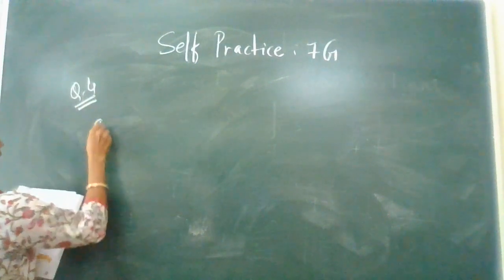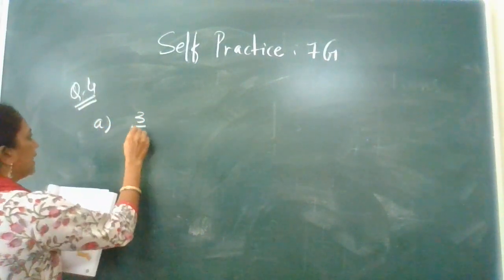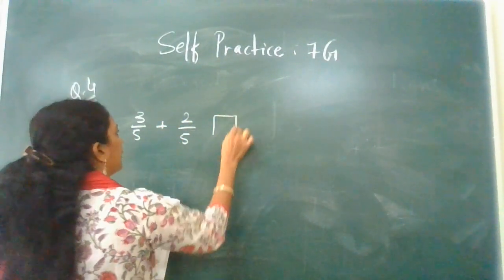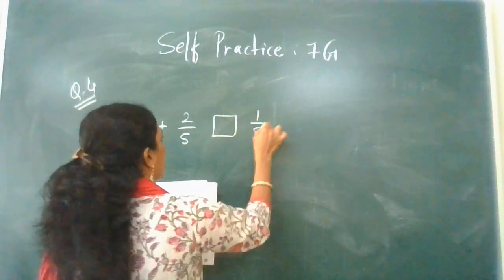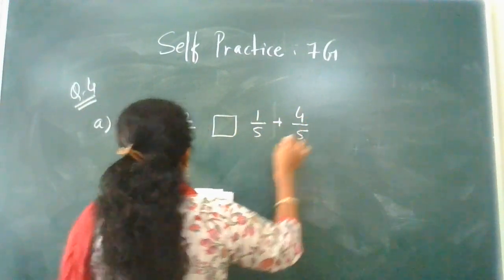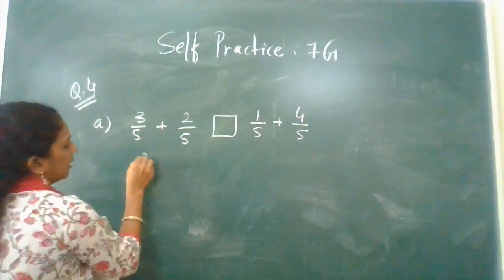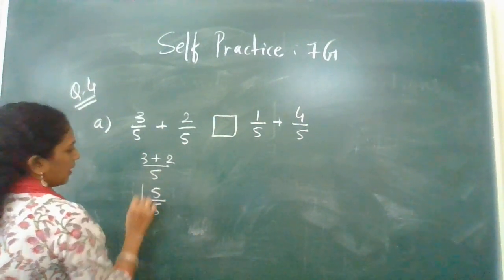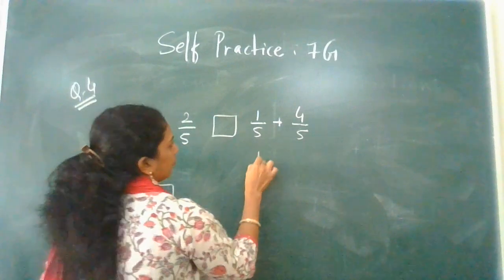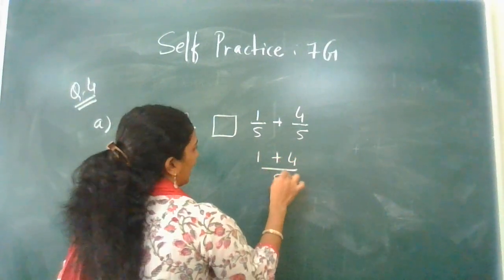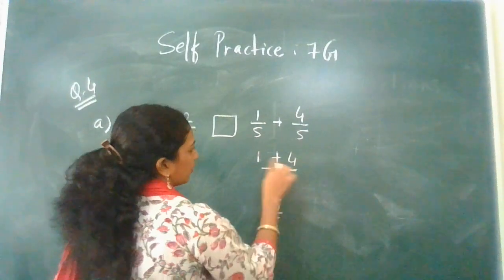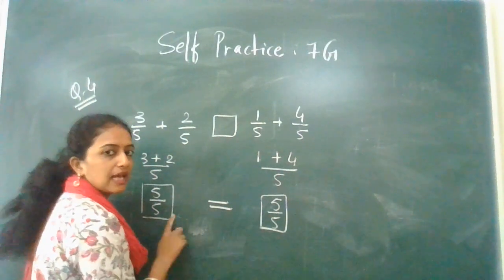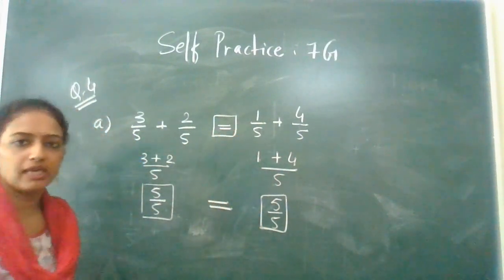So question number 4a, that is 3 upon 5 plus 2 upon 5, and you have to compare it with 1 upon 5 plus 4 upon 5. So here you have to add: 3 plus 2 upon 5, so that is 5 upon 5. Here 1 plus 4 upon 5, so this is also 5 upon 5. You can see they both are equal. So here we will be putting the sign of equal.